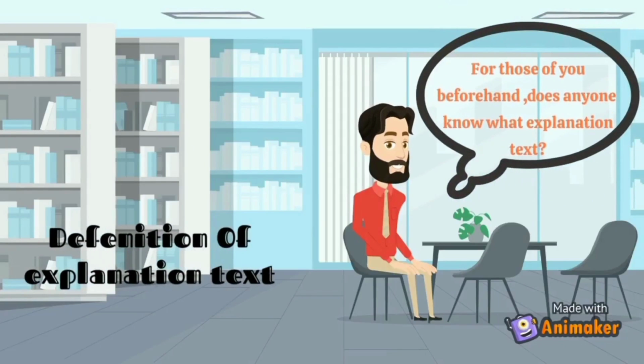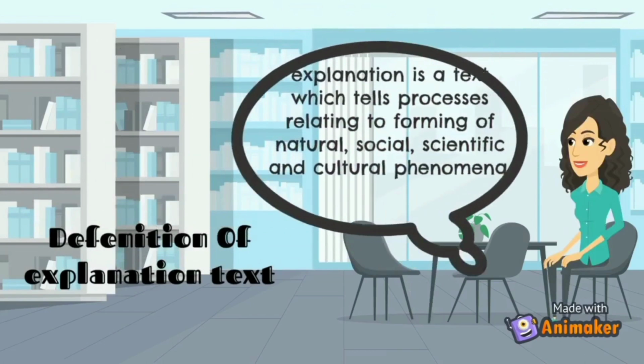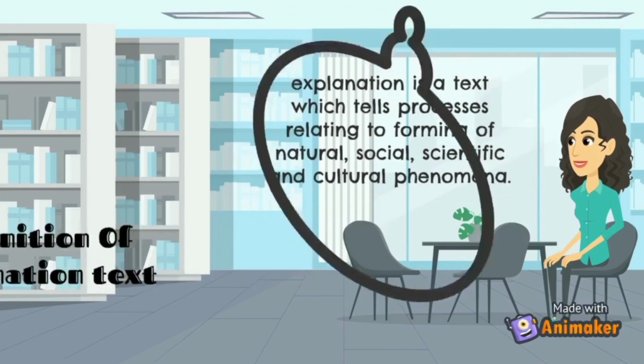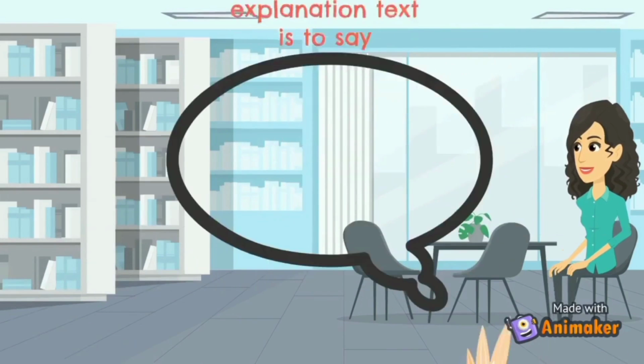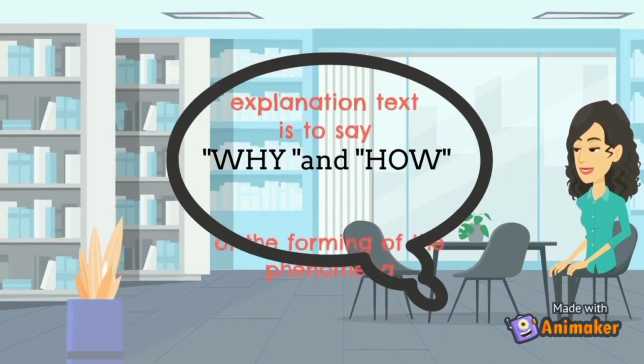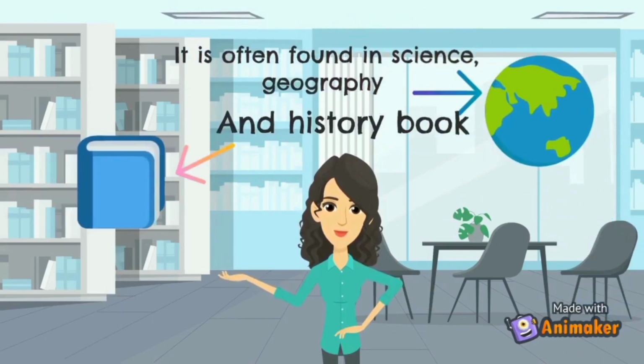Definition of explanation text. Before we begin, does anyone know what explanation text is? Explanation is a text which tells the process relating to the forming of natural, social, scientific, and cultural phenomena. Explanation text says why and how the phenomena form. It is often found in science, geography, and history books.